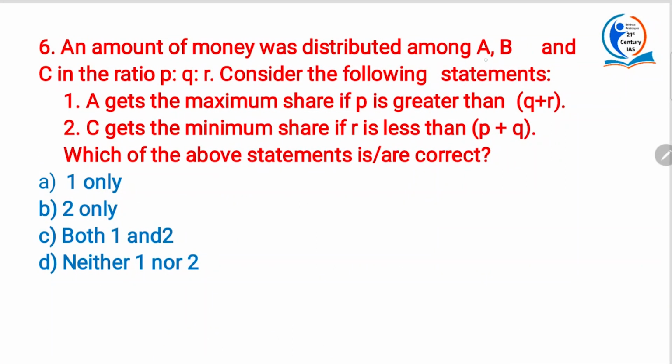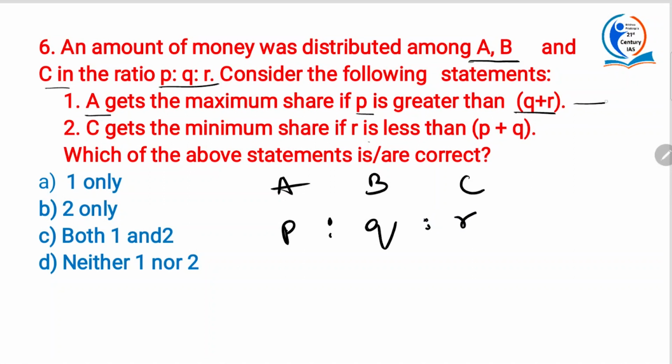An amount of money was distributed among A, B and C in the ratio P is to Q is to R. Consider the following statements. A gets maximum if P is greater than Q plus R. C gets the minimum share if R is less than P plus Q. Now, the ratio of distribution of money among A, B and C is P is to Q is to R.